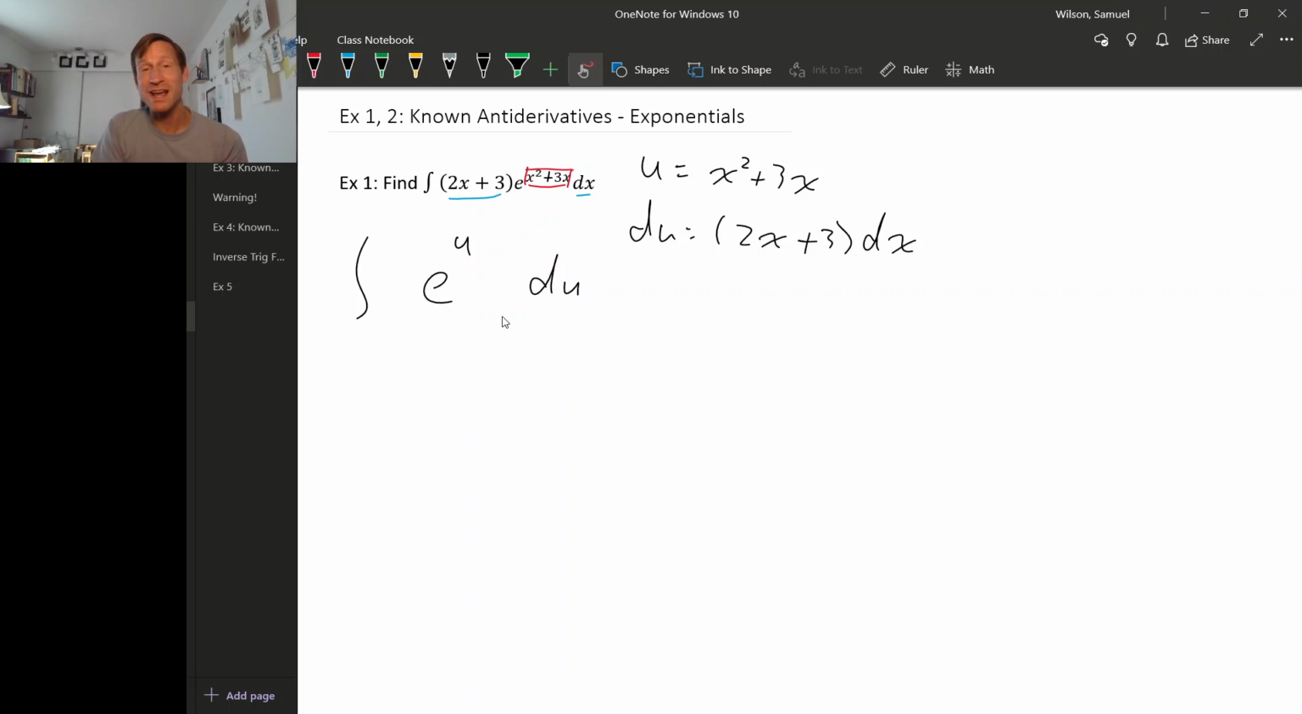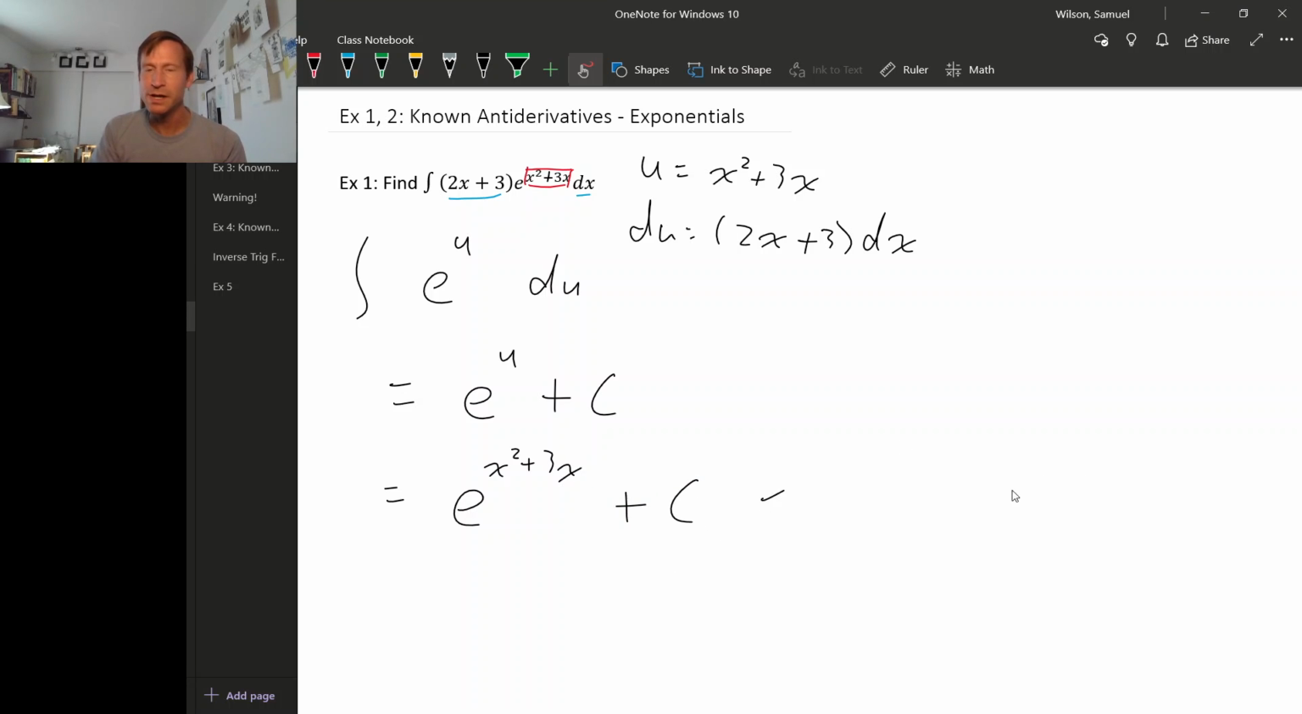So we need to come up with an antiderivative of e to the u. In other words, we're looking for a function whose derivative is e to the u, and that one you probably remember without me needing to remind you, it's e to the u. But remember, because this is an indefinite integral, we need to add our constant of integration, so plus c. And also because it's an indefinite integral, we need to undo the substitution, so that gives us e to the x squared plus 3x, all plus a constant.